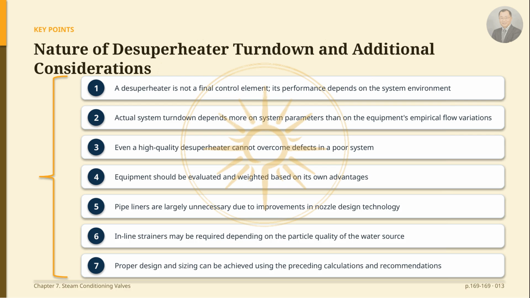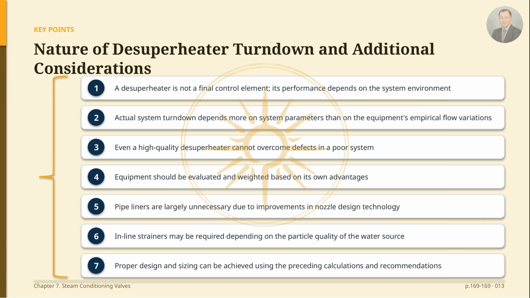Since a desuperheater is not a final control element, its performance is directly linked to the system environment. Actual system turndown is more dependent on system parameters than on the equipment's empirical flow variations. Understanding this makes it clear that even a high-quality desuperheater cannot overcome the failings of a poor system. Therefore, equipment must be evaluated on its own merits and weighted accordingly.